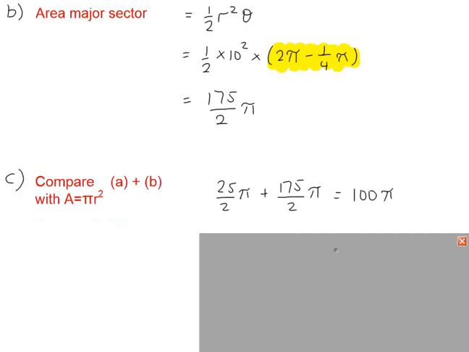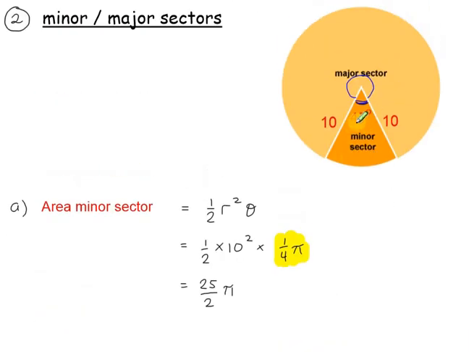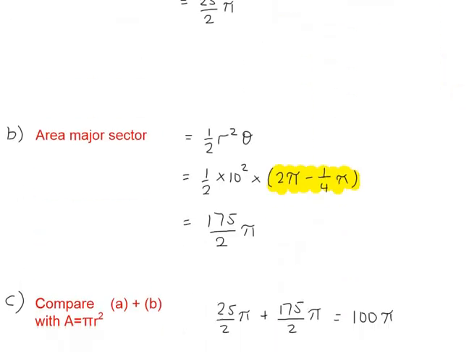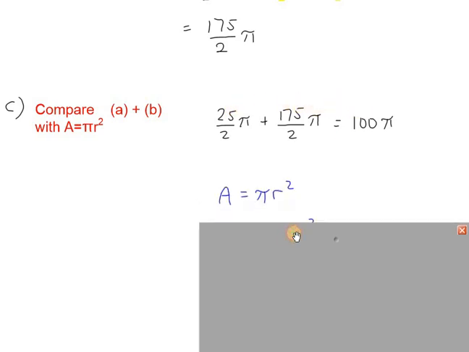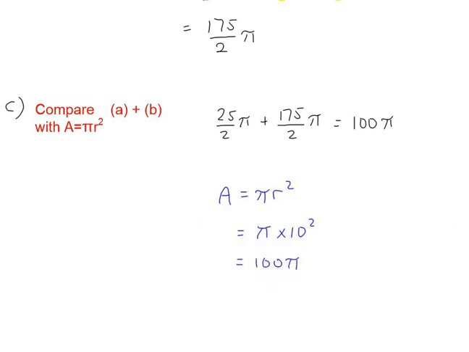And just to verify, the area of the minor sector plus the area of the major sector add up to the area of the circle. So I've added those together and I get 100 pi. The area of the circle, pi r squared, gives the exact same answer.